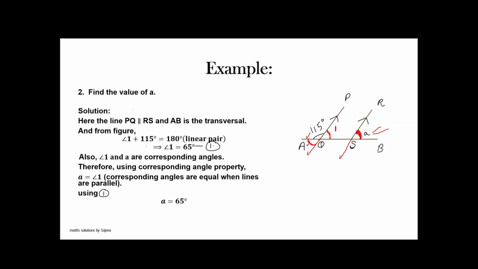Alternate interior I can't use because A is not present inside the lines, right? Between the lines. Coming to co-interior, again I can't use it because A is not present between the lines, correct?